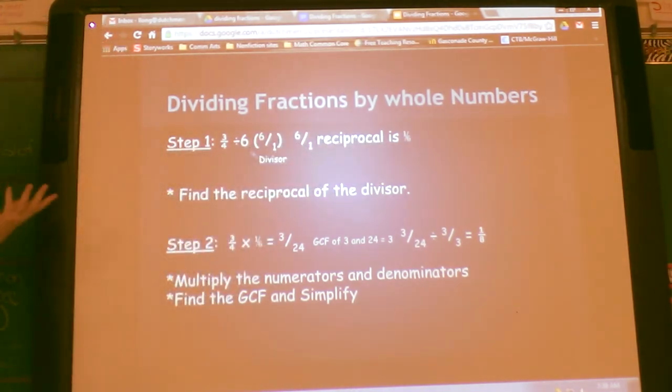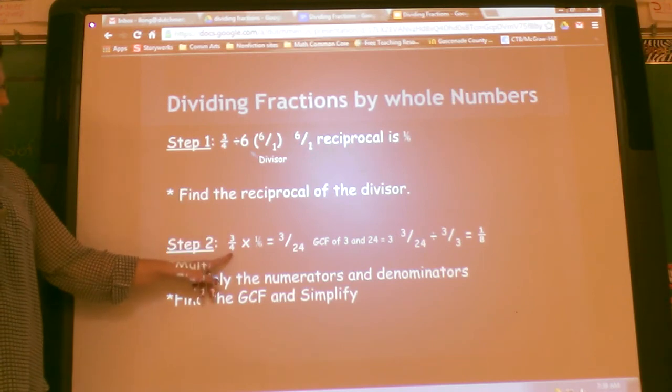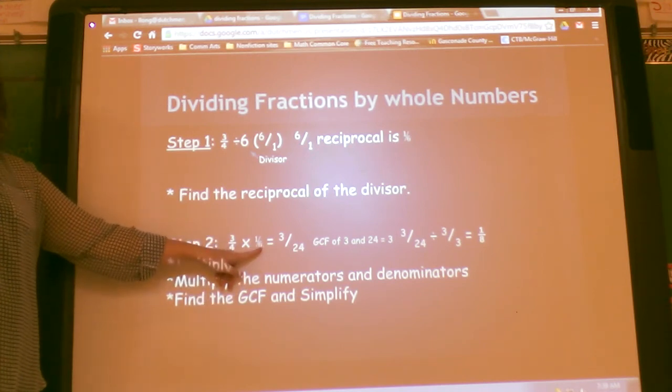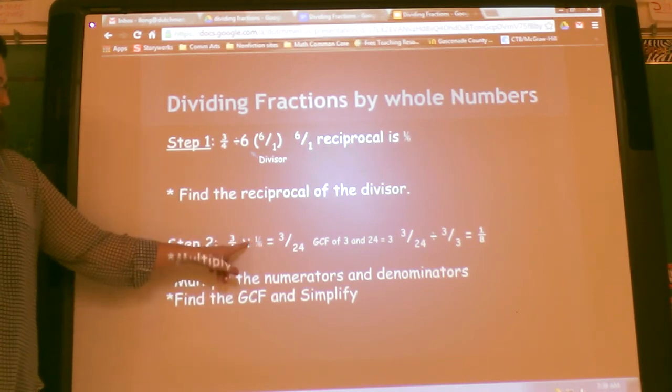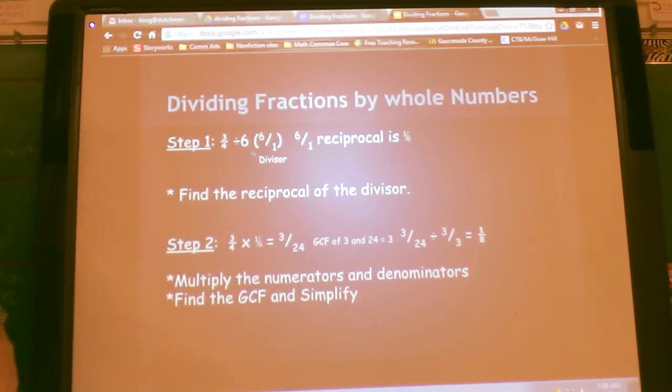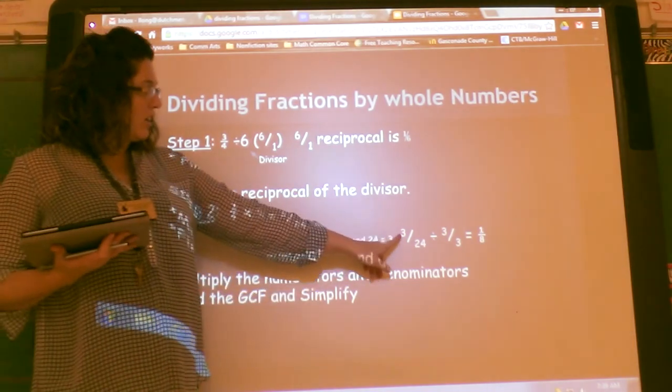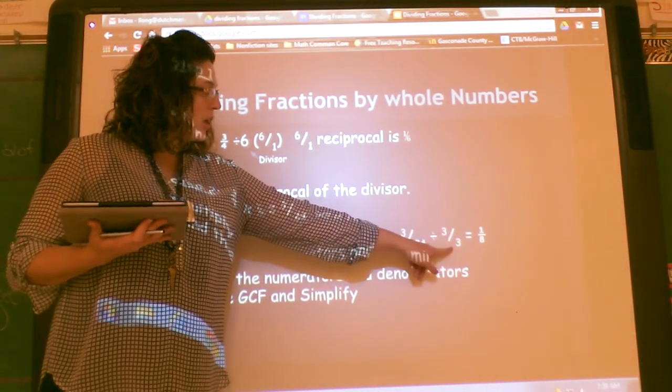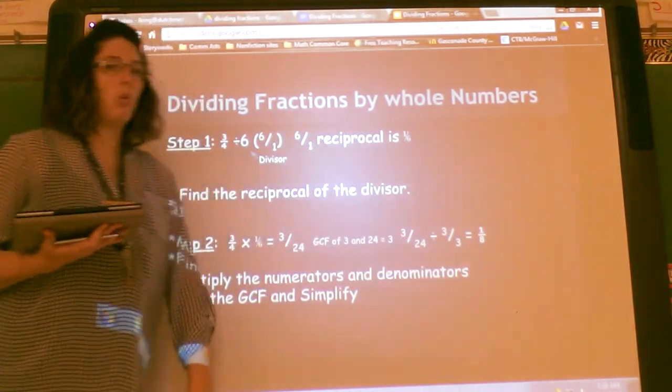For step 2, I then multiply my dividend by my reciprocal. So I take 3/4 times 1/6, and I multiply like we have been. 3 times 1 is 3, 4 times 6 is 24. To simplify, I find my GCF of 3 and 24, it is 3. So I divide 3/24 top and bottom by 3 to get 1/8.